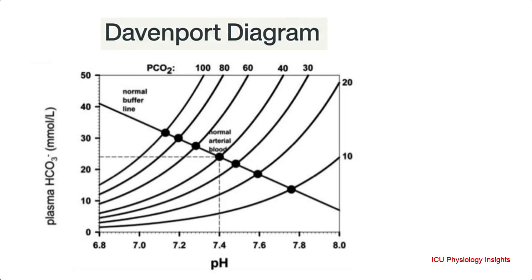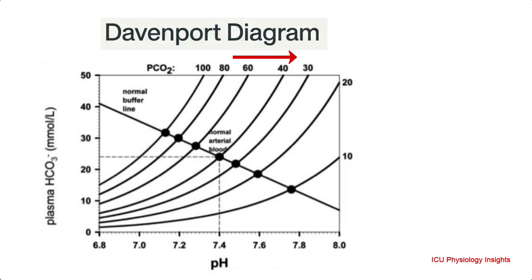Okay, so we've got the governing equation. Now let's turn it into a picture. The Davenport diagram is an incredibly useful map for plotting and really understanding these acid-base disturbances. So let's get our bearings on this map. On the y-axis, we've got plasma bicarbonate. On the x-axis, we have pH. And those curved lines running across the diagram, those are lines of constant pCO2. We call them isoplaths. Each one is basically a plot of the Henderson-Hasselbalch equation for a specific pCO2. And notice, as you move from left to right, the pCO2 values get lower.